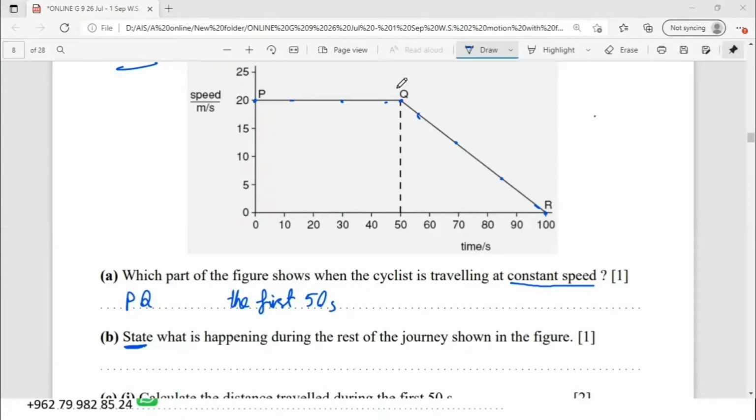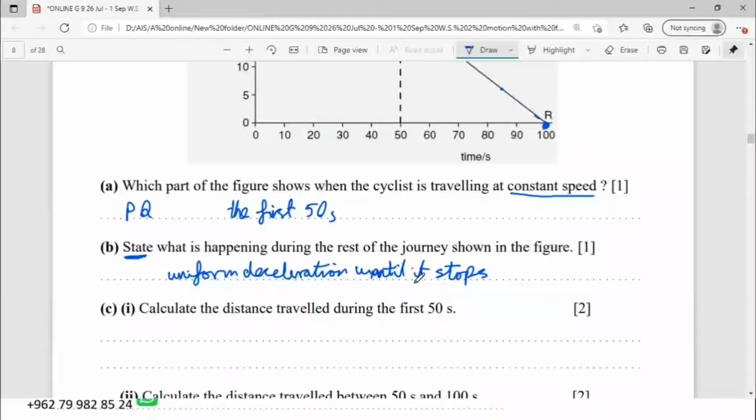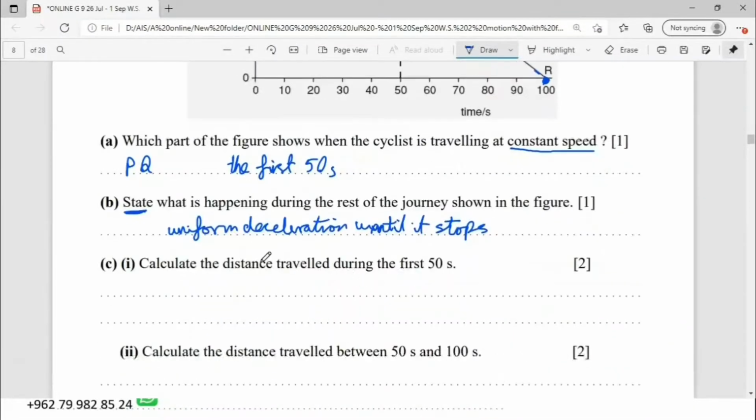QR is constant deceleration. Bravo. You can say uniform deceleration. To how much? To what happened eventually at R, until it what? Uniform deceleration until it stops. Right? Or he stops. So it stops at R. Okay? So uniform deceleration until it stops.